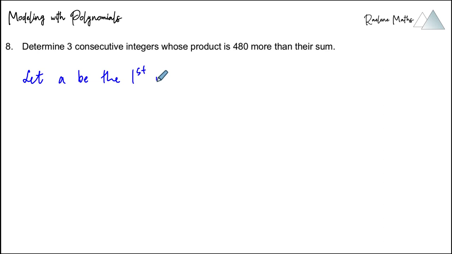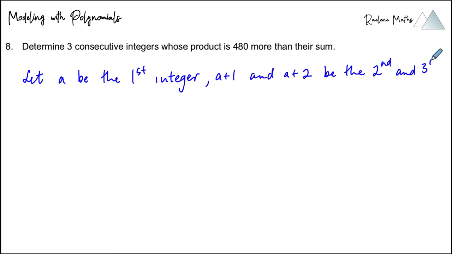And so from here I'm going to come up with the next consecutive integer, which means that it's one more than that. So a plus 1, and then one more than that would be a plus 2, the second and third. Okay, so I don't want to write all sorts of words out, so I understand what that means. And I want their product, which is the answer when we multiply, to be 480 more than their sum. And their sum is the answer when we add.